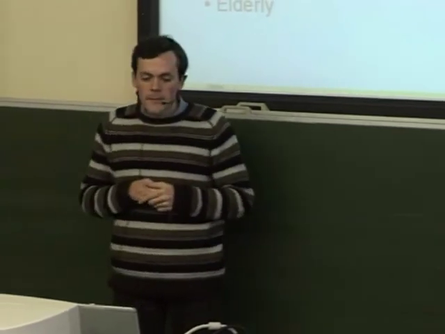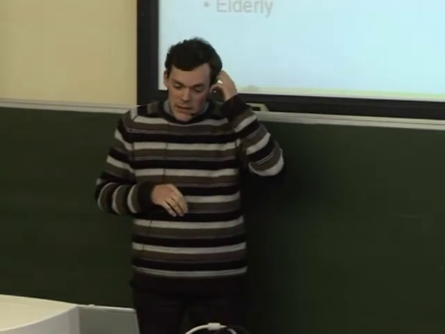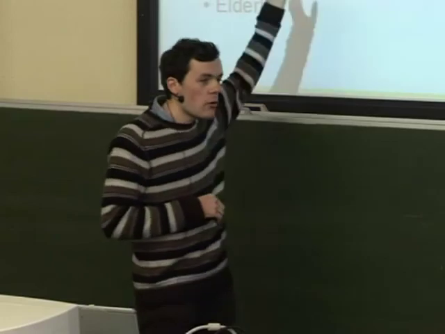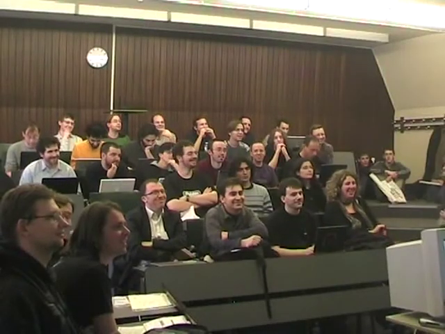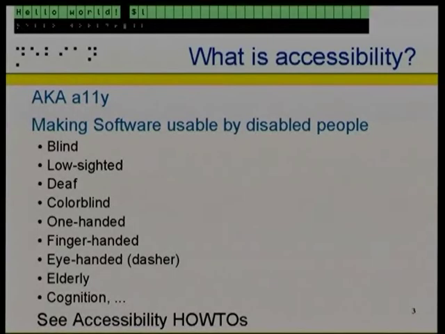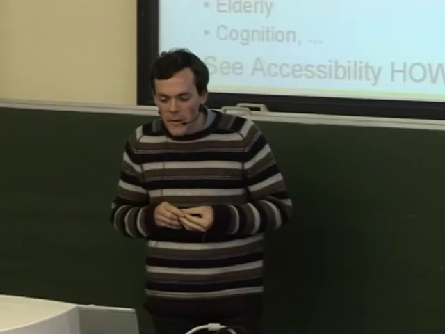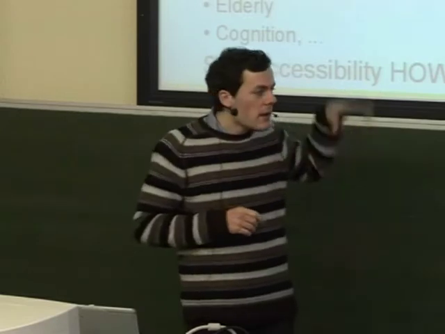Elderly people, well, actually, that's a problem because usually they have all the problems. And another problem is cognition. Well, of course, users are stupid, you all know that, but sometimes it's actually a disease like dyslexia or things like this that don't help at all for using a computer.